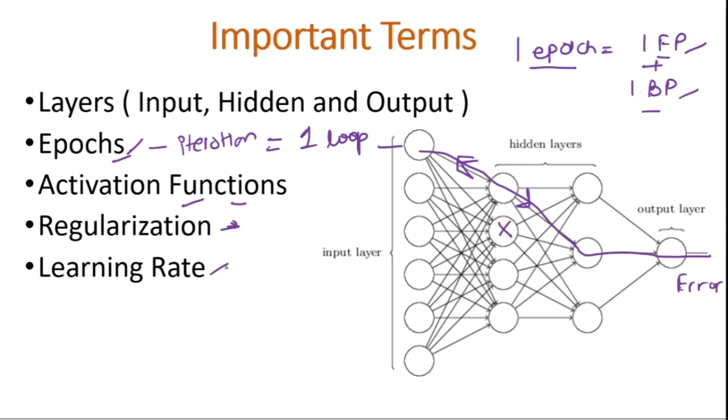And learning rate, it is just a rate by which the weights and the bias value would change, because when we do forward propagation and back propagation, what we have to do, we have to modify the weights and the bias. That change in the values of weight and bias is done with the help of learning rate. So generally we prefer a small learning rate.